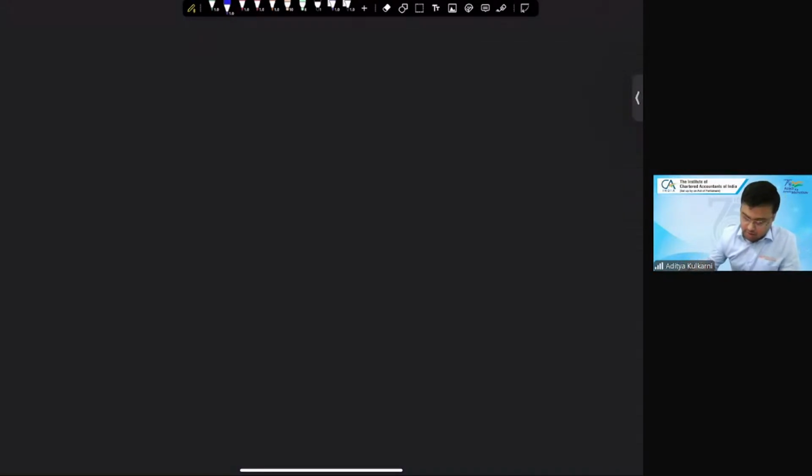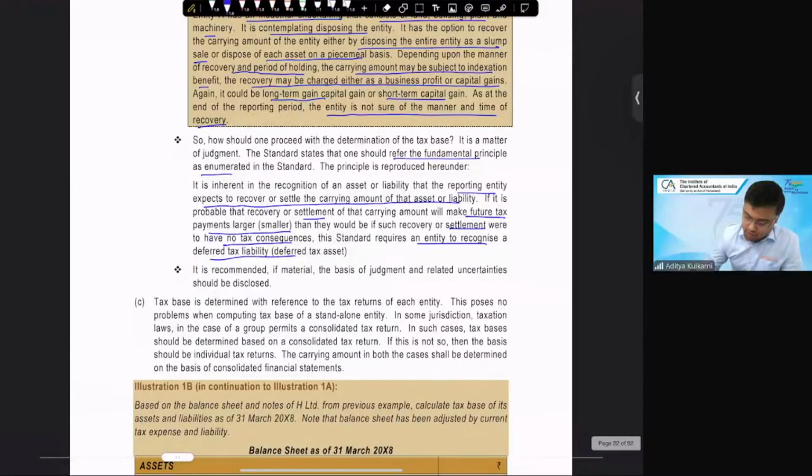So the tax base of the asset is 60 and the carrying amount is 100. So carrying amount is greater than the tax base. This is relating to an asset. So this gives rise to a DTL. That is a taxable temporary difference.